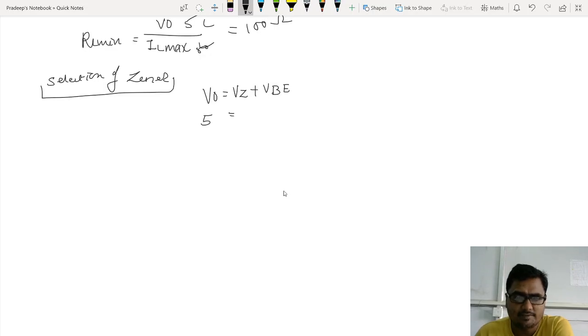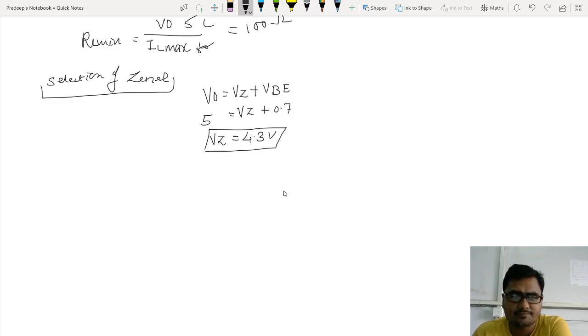Output voltage is given as 5 volt. VBE is 0.7 because I have assumed that I am using a transistor made of silicon material. So what's difficult in that? To calculate VZ, VZ will be 5 minus 0.7, that is 4.3 volt. So this is my Zener voltage.